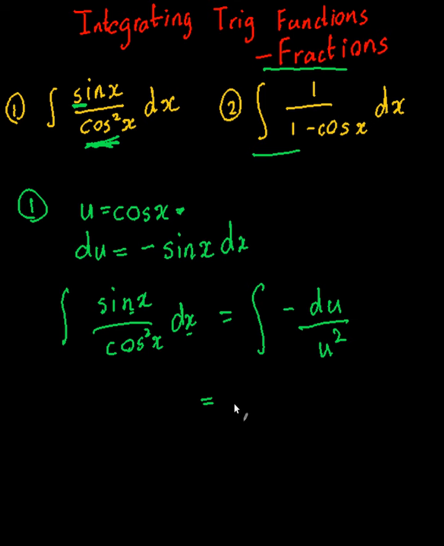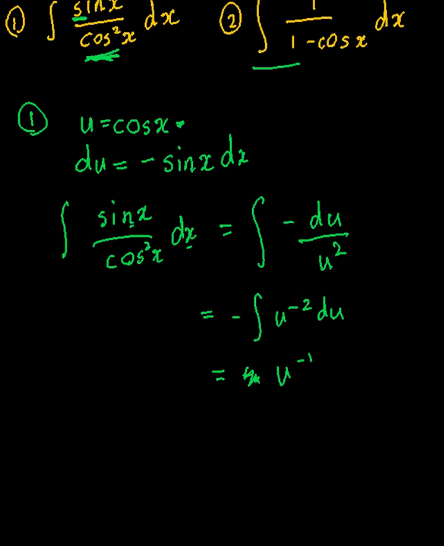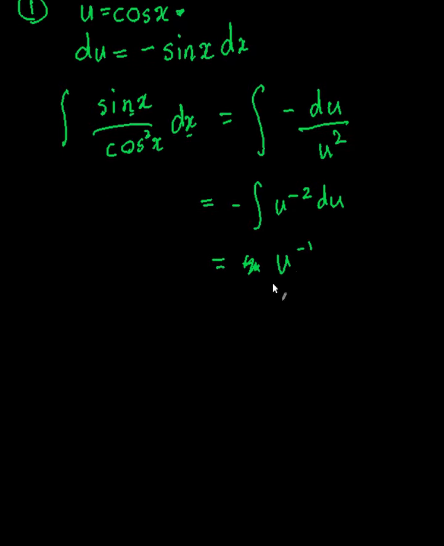This is the integration of minus u to the minus 2 du. Use your usual integration rules and you will end up with minus u to the minus 1 all over minus 1. So the minus 1 and this minus will cancel out. Now remember, we're dealing with the integration in terms of x. A lot of people forget to put it back into what it was supposed to be. So in the end, this is the same as 1 on cos x, and don't forget the plus constant.